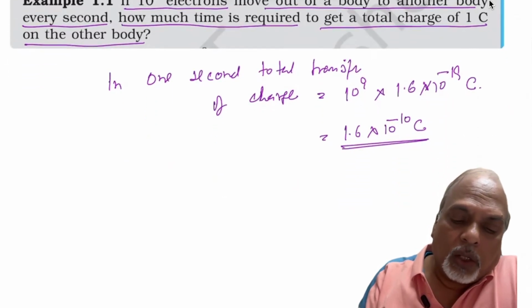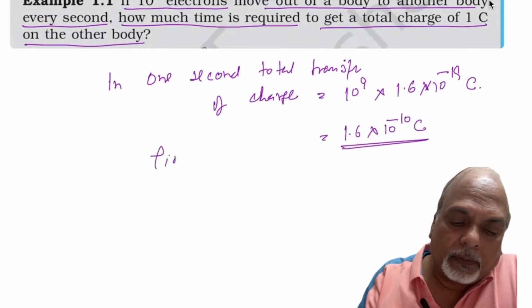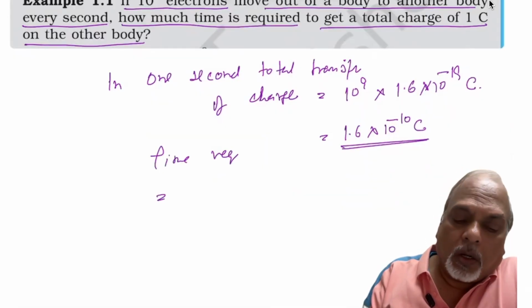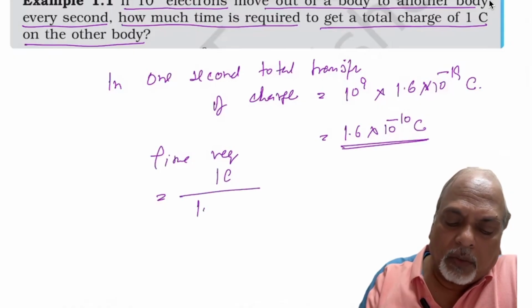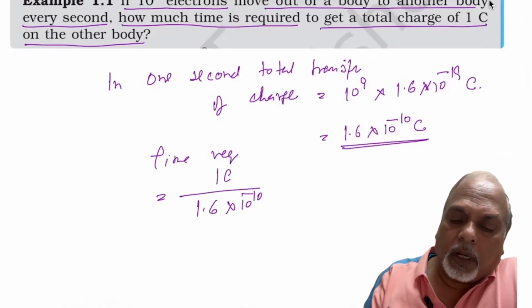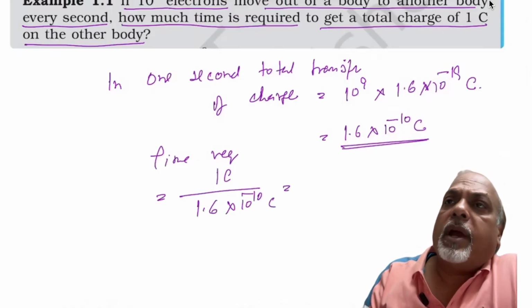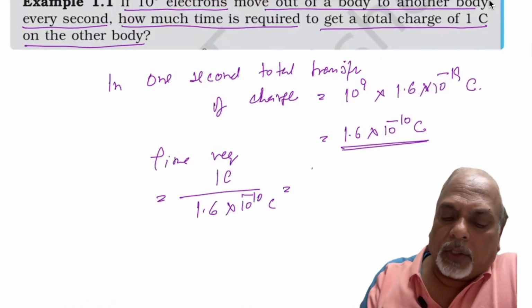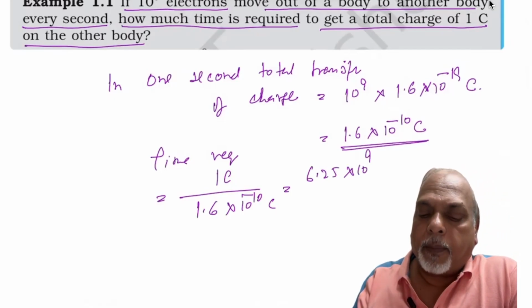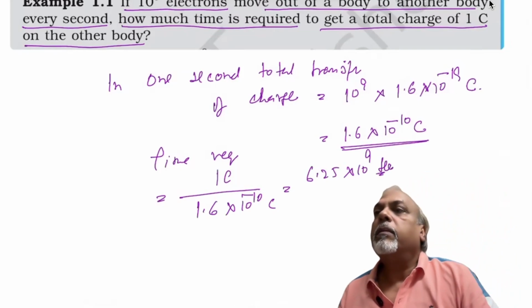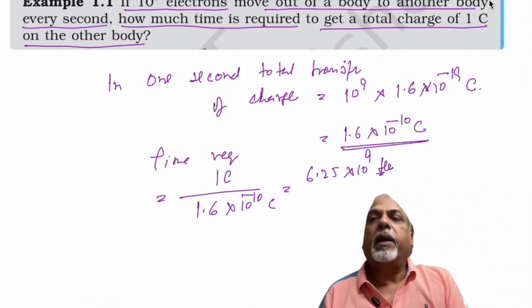So, the time required will be what? The total charge is your 1 coulomb which we have to transfer, and in 1 second this much amount of charge is transferring. Correct? So, if you divide this, it will come out as 6.25 into 10 raised to 9 seconds. Correct?